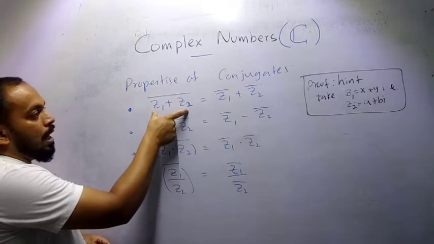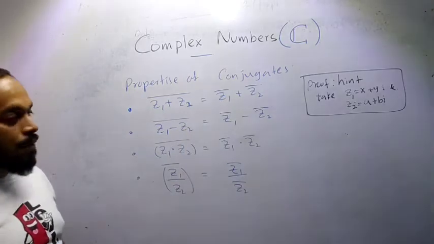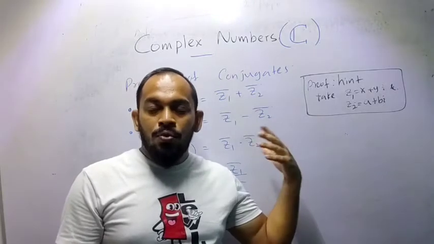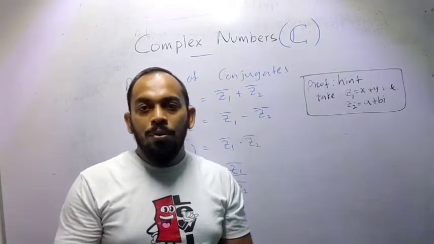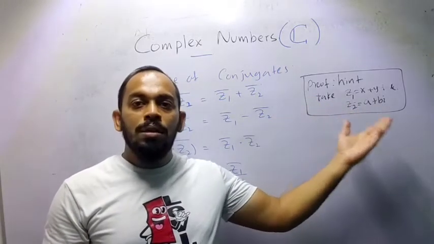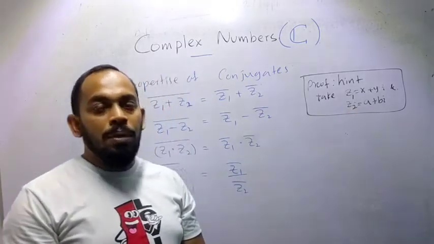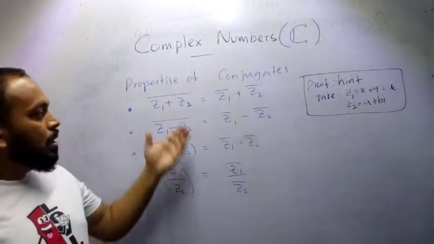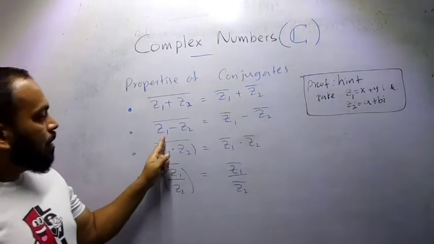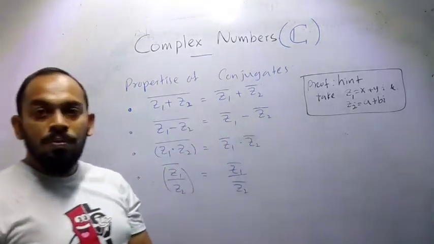So the conjugate of an addition is equal to the addition of the two conjugates, right? You should be able to prove this. So try the proof by yourself before you come to the class. I'll give you a hint. Take z1 equals x plus yi and z2 equals a plus bi. Set them equal to these two complex numbers. Then try to prove it. Left hand side, right hand side. Okay. Then the conjugate of z1 minus z2 equals the conjugate of z1 minus the conjugate of z2.